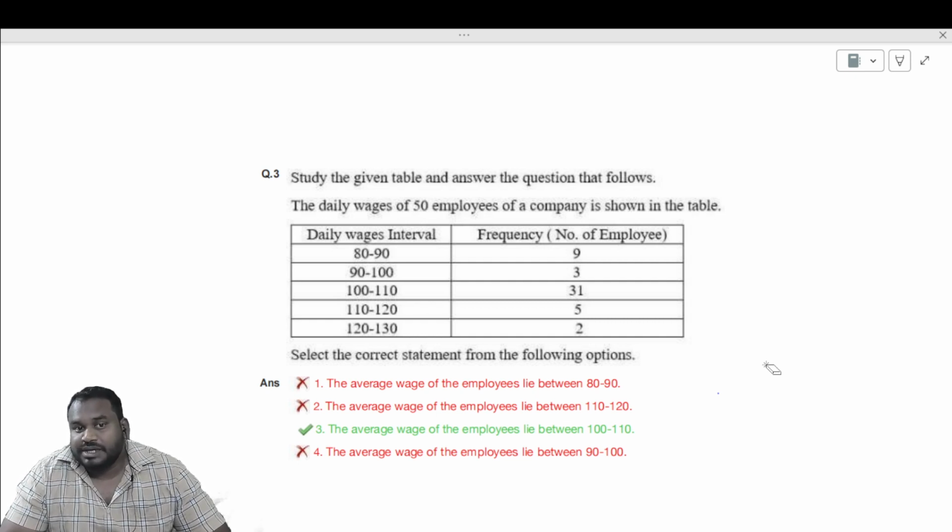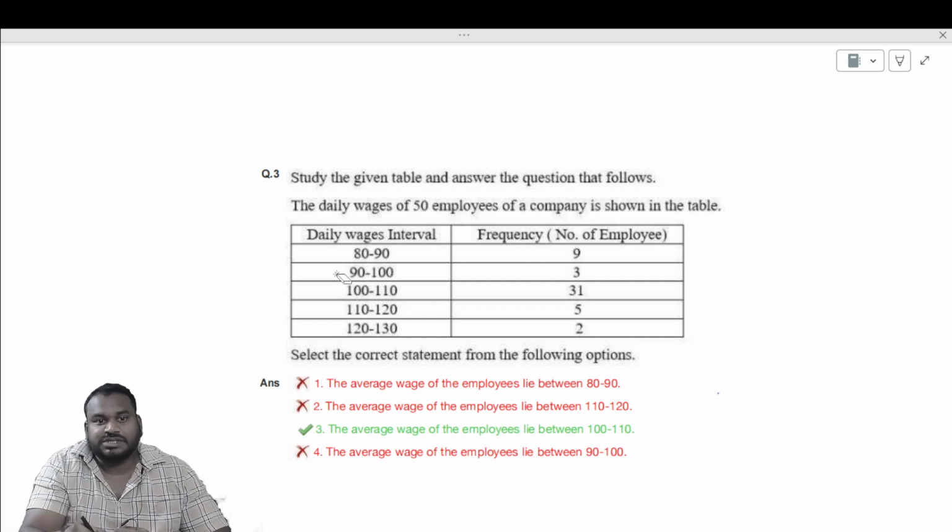Okay, but here see, the interval is given, not the exact number. In between 80 and 90 there are 9 employees who are getting the salary. It means some are getting 81, some are getting 82, some may get 85, 86, 87, 89. It can be anything. It should be in between 80 and 90. But in order to find the average, we will take 85 because here we are supposed to find the approximations, not the exact numbers. I'll take the average of 80 and 90 as 85, multiply with 9 to get the sum of the wages of those particular 9 members.